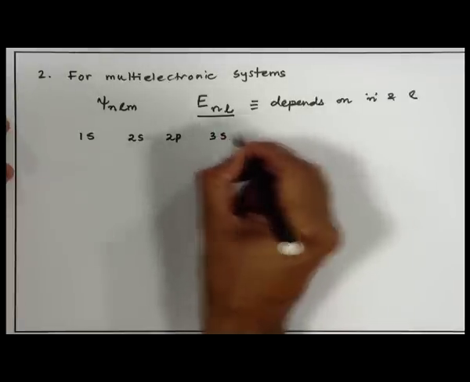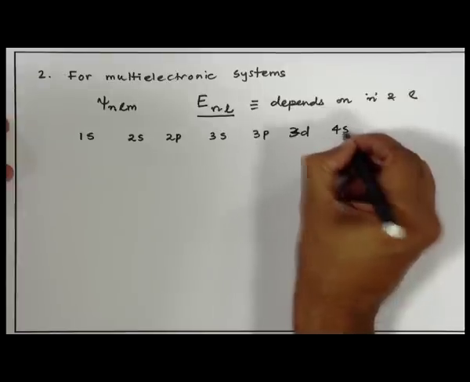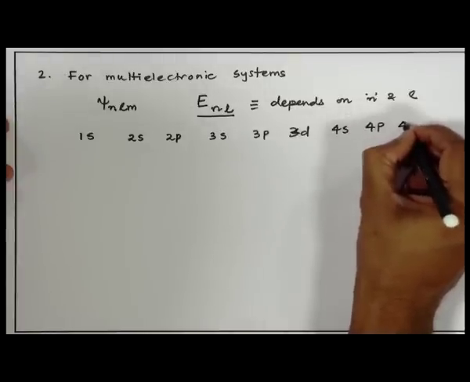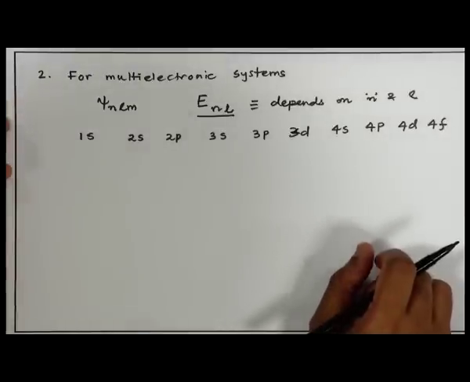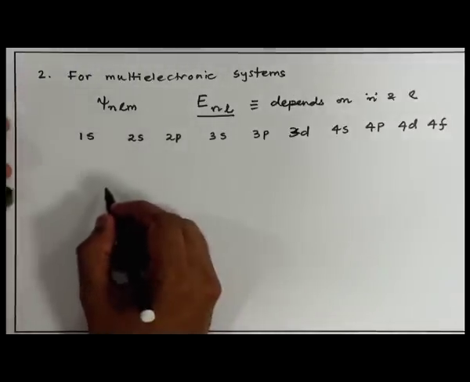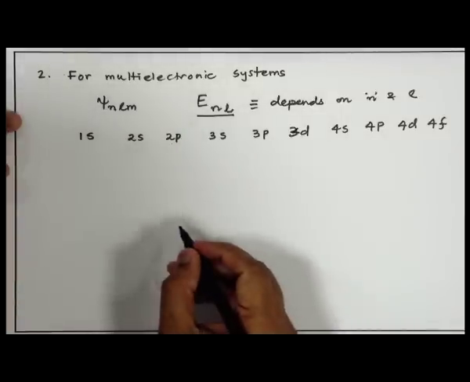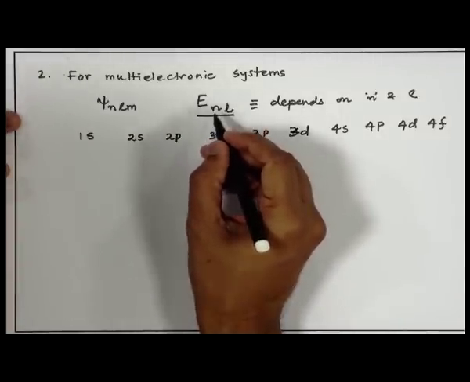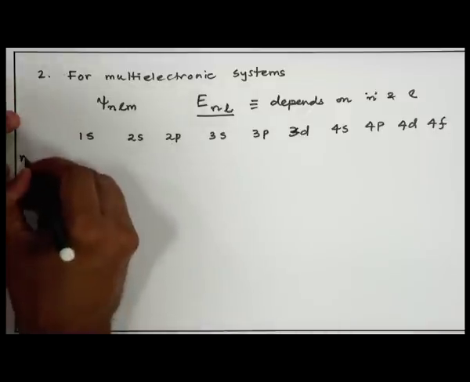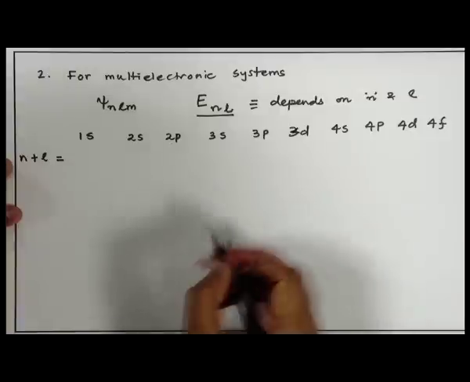Then 3s, 3p, 3d, and I have 4s, 4p, 4d, 4f. These are the different orbitals that I got. I know their n value and l value, and I know their energy actually depends on n and l. In fact, the energy depends on their n plus l value. So, what we will do now is write down the n plus l value for all these orbitals.